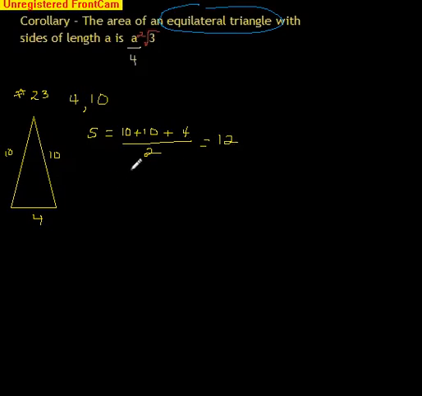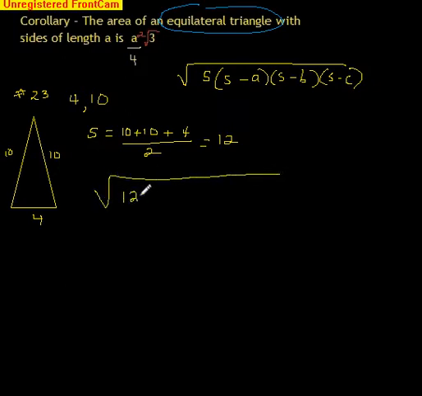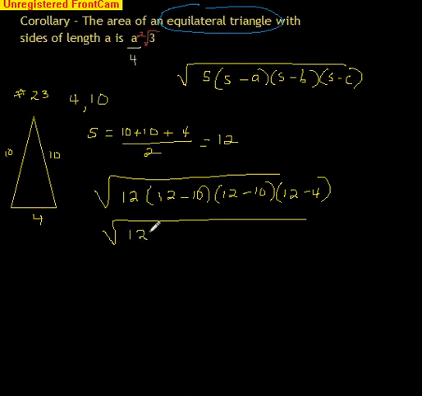Then you put it in Heron's theorem. Let me write here on Heron's theorem since I don't have it up here anymore. Heron's theorem says the area is the square root of S, the semi-perimeter, times S minus A, S minus B, and S minus C. So here we go. It's going to be the square root of 12, 12 minus 10, 12 minus 10, and 12 minus 4, which is the square root of 12 times 2 times 2 times 8, and that's going to end up being 8 square root of 6.